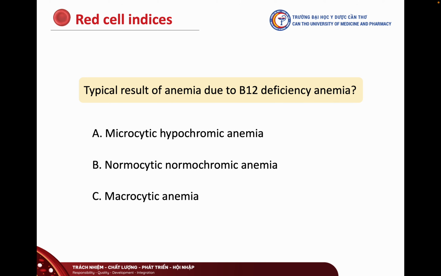Alright, let's reason through this. Vitamin B12 is essential for DNA synthesis during red cell development. Without it, nuclear division is impaired while cytoplasmic growth continues. That leads to large but immature red cells appearing in our peripheral blood. So this is a classic case of macrocytic anemia. So our correct answer is C.